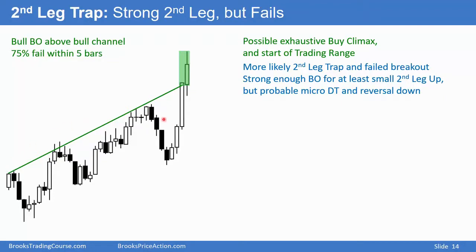As I said, this is a tight channel. You can call it a complex first leg up, a wedge top. The bears tried to reverse and failed, and now the bulls are again trying, so this is a second leg up.